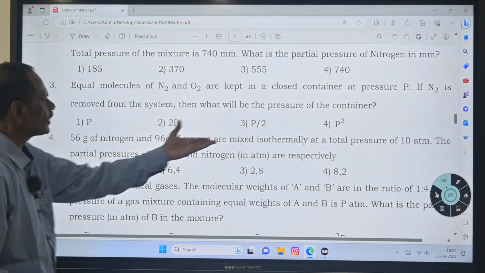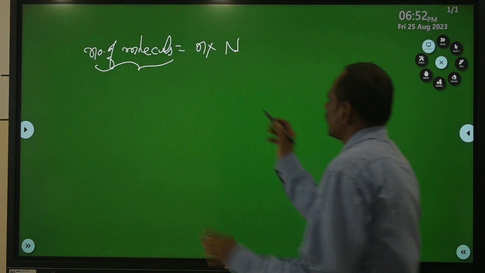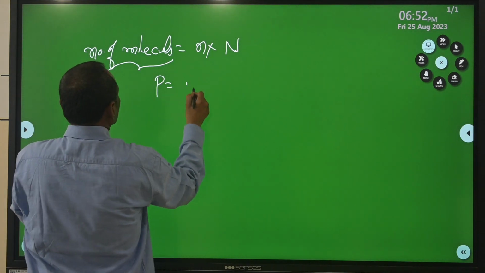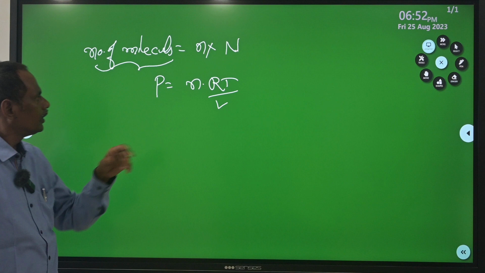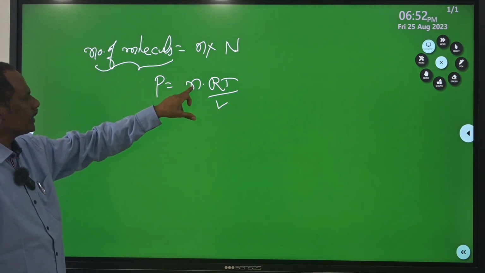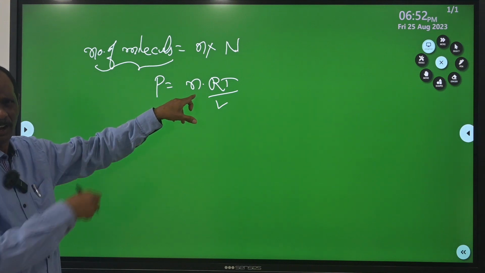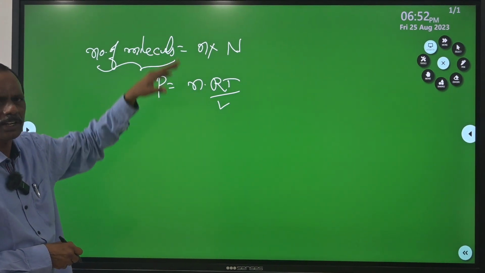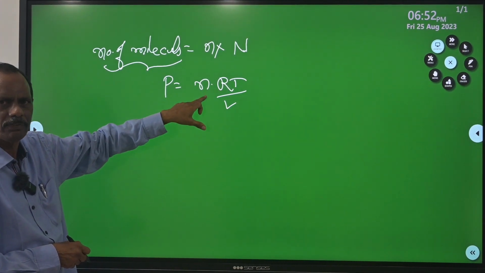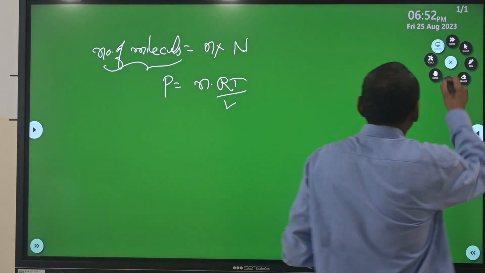Therefore, the pressure will be P by 2. Here, pressure is equal to nRT by V. So here, n means number of moles, the moles of nitrogen plus the other gas, oxygen. If nitrogen is removed, that means half of the moles are removed. So n becomes half, then P becomes half. So the answer is P by 2.